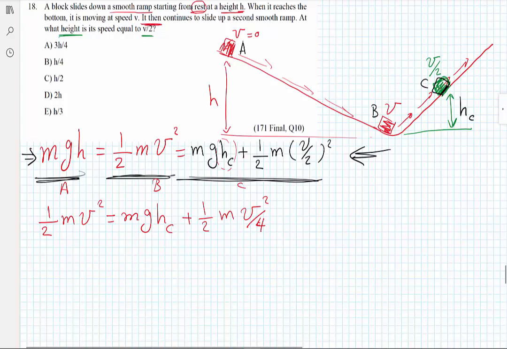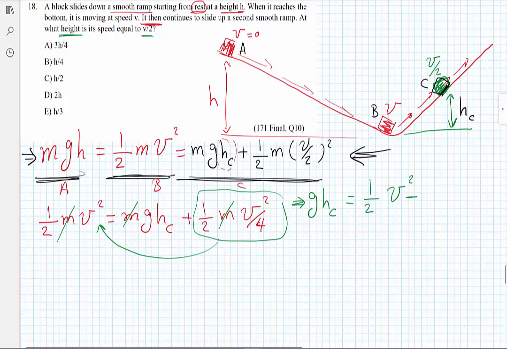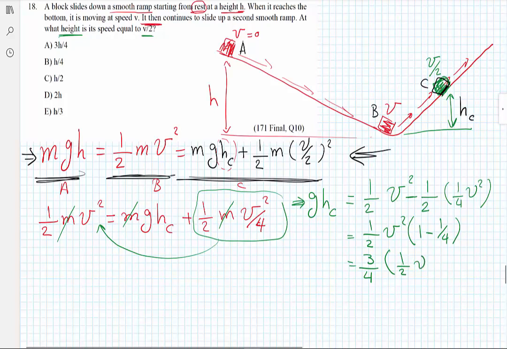We can remove the masses, like divide all the terms over m. Take this one to the other side with negative sign. So g times hc equals half v squared minus half of v squared over 4. We can take half times v squared as a common factor. The leftover will be 1 minus 1 over 4. So 1 minus a quarter is 3 quarters, 3 over 4. So it will be 3 over 4 times half v squared.